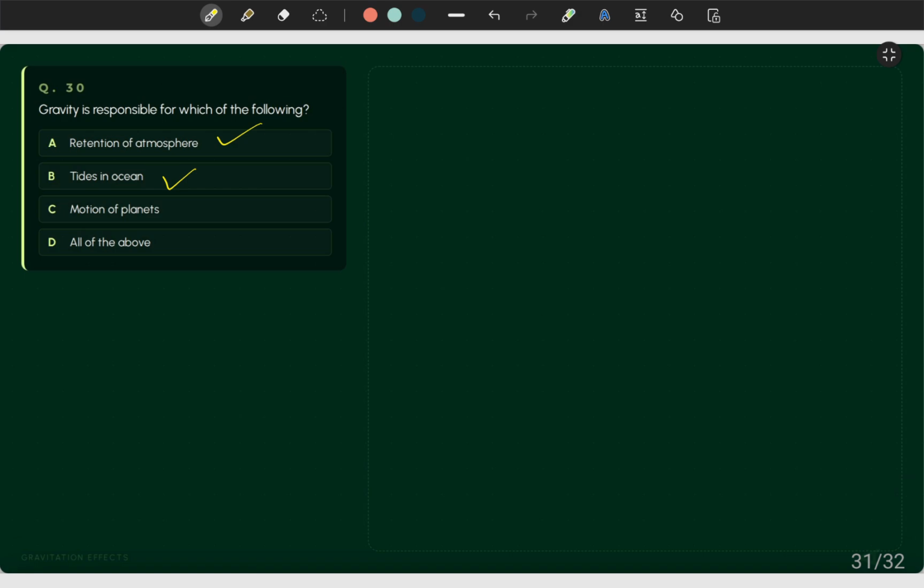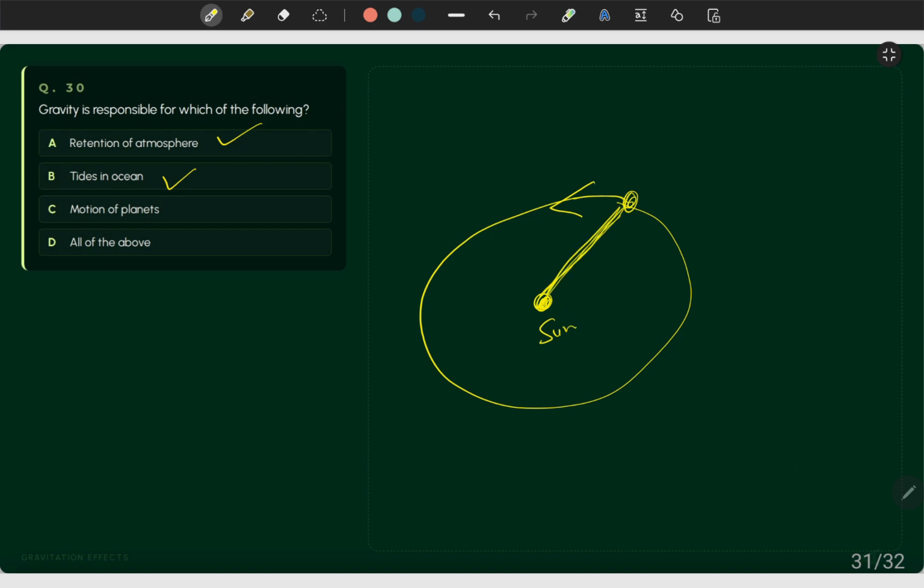Similarly, for the revolution of a planet, it must have a centripetal force, and that centripetal force is provided by the heavenly body at the center of the path. For example, for Earth, the revolution is possible due to centripetal force, and centripetal force is given by the attraction between sun and earth. So gravity is also responsible for the motion of planets. That means all of the above.